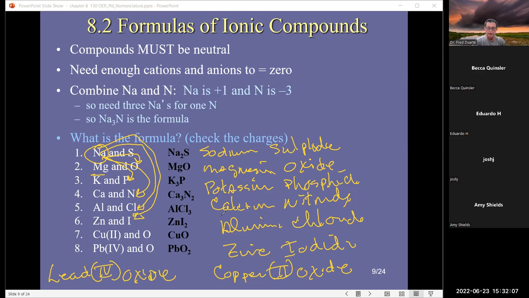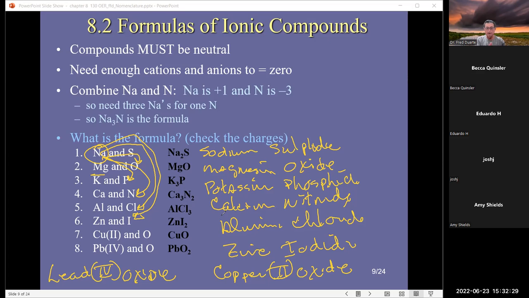The takeaway from this exercise is this. Given the elements, you got to convert them to the ions, which you use the periodic table to help you figure out what charge they have. Then from the charge that they have, the oxidation state that they have, determine how many of each you need so that when you combine them, you end up at 0, okay?